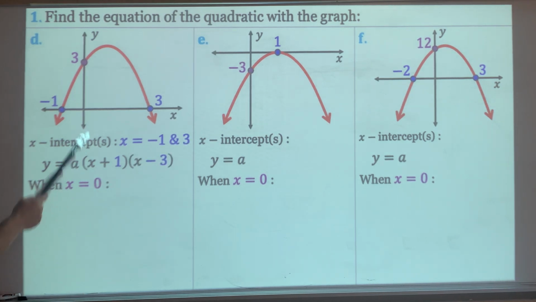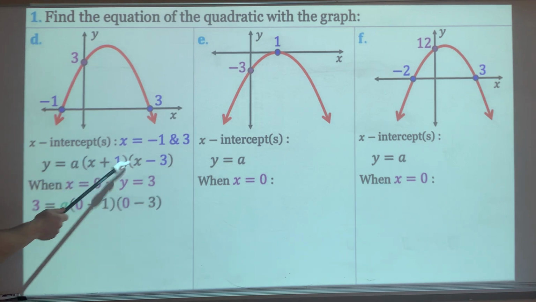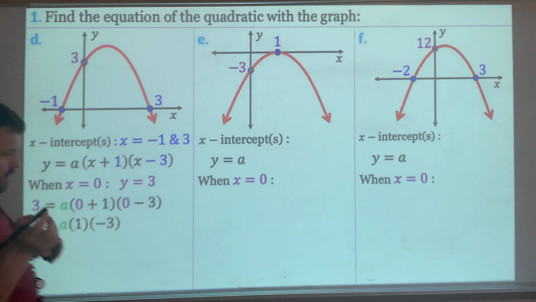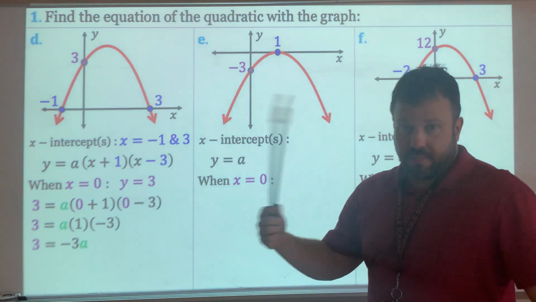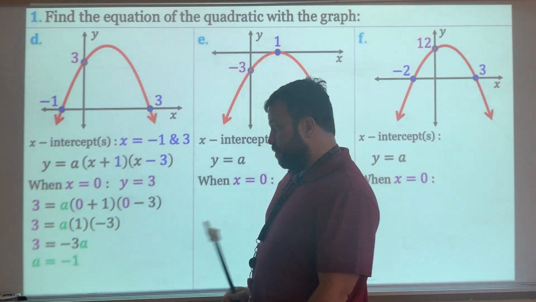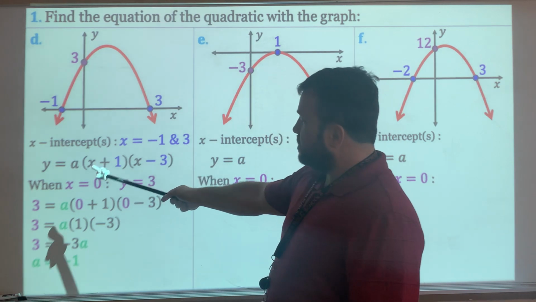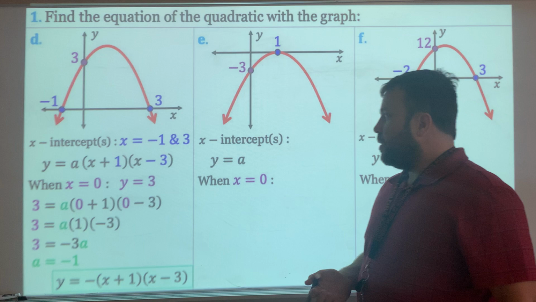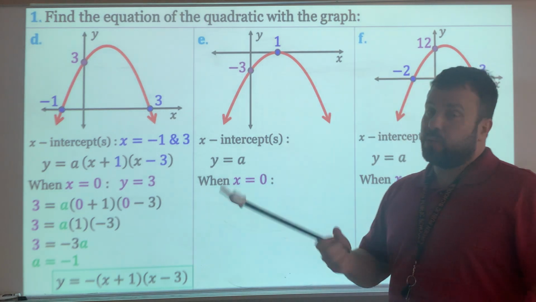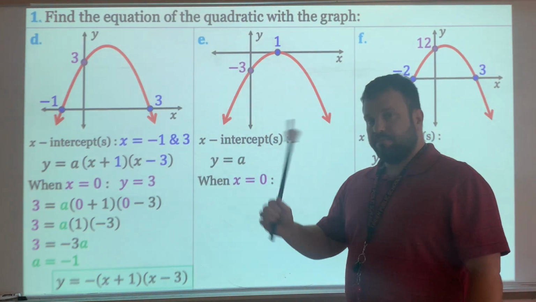Solve for a when x equals 0, y equals 3. 3 equals a times 0 plus 1, 0 minus 3. 3 equals a times 1 times negative 3. All right? Negative 3a equals 3, and 3 divided by negative 3, a equals negative 1. So we take our equation, we put a negative 1 here, or just a negative. Negative x plus 1, x minus 3. Right? And there's your quadratic.